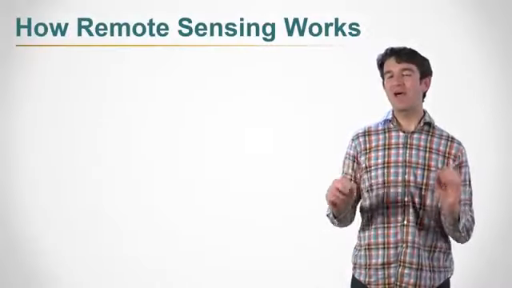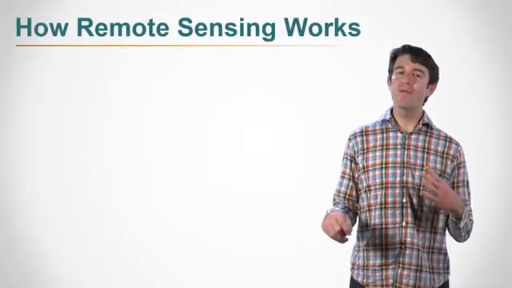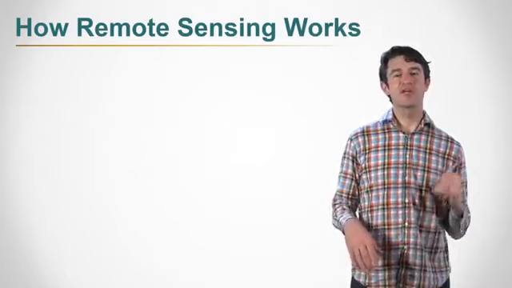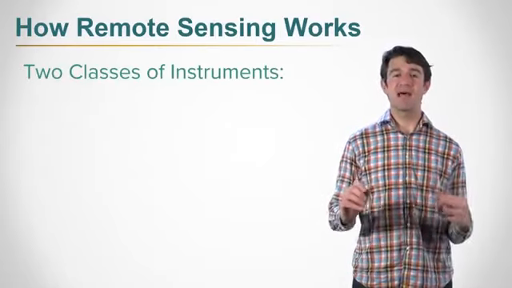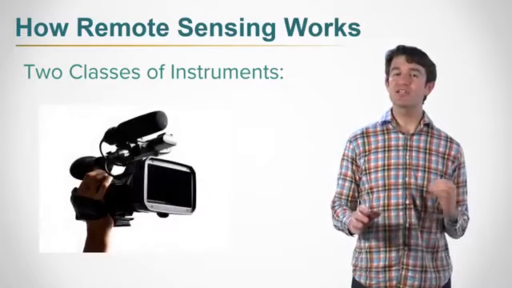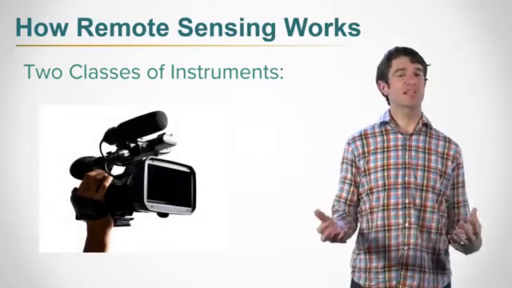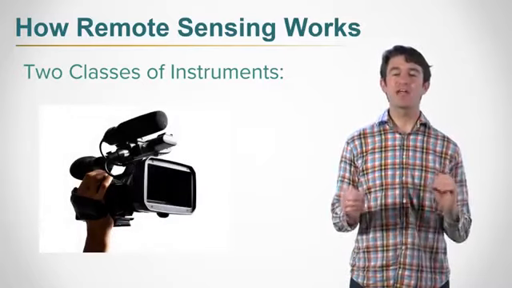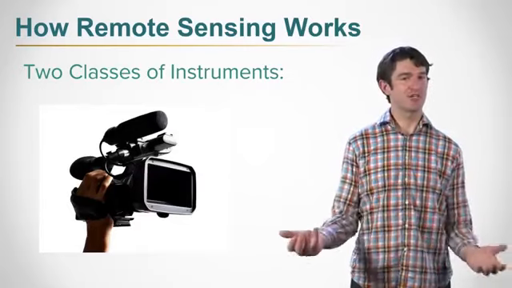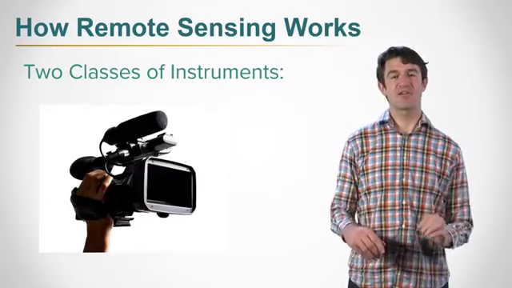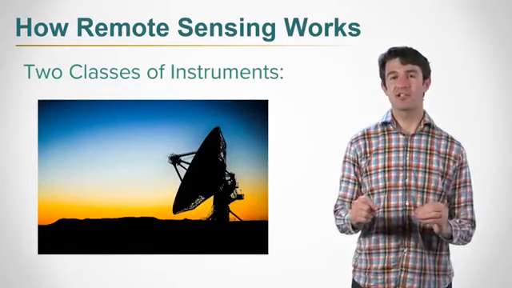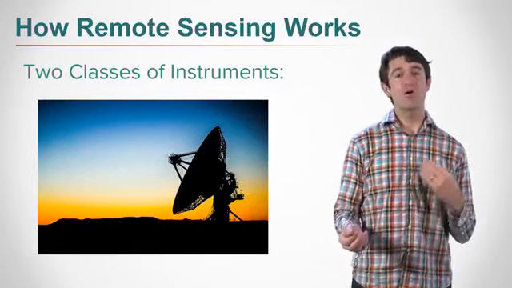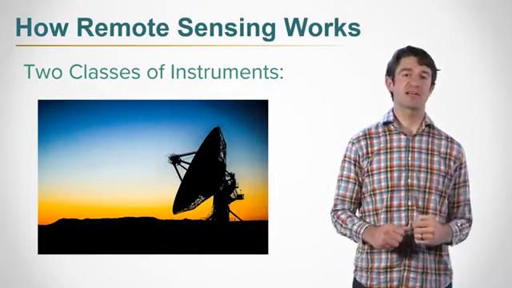Okay, but how does it actually work? Well, that depends on the sensor. We generally separate remote sensing into 2 classes of instruments, active and passive. Passive instruments, such as the camera recording me now and the cameras that capture satellite imagery, record energy emitted by something else, usually from the sun, and reflecting off the Earth. Active instruments like radar, on the other hand, emit their own energy and learn something by how, when, and where it's being reflected back to them.